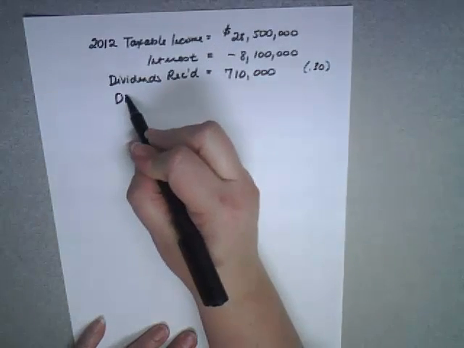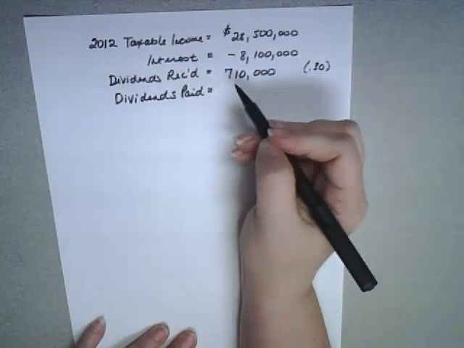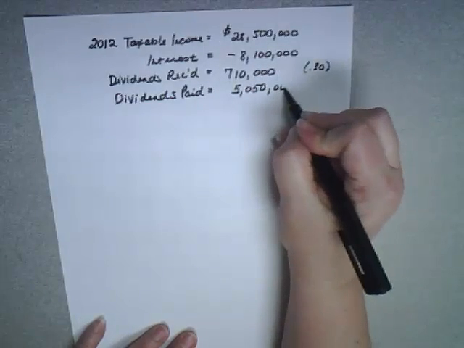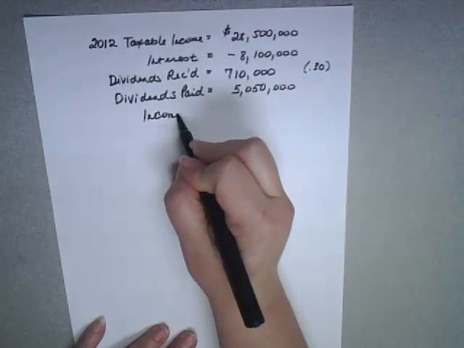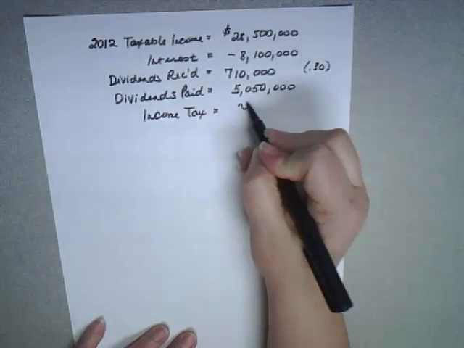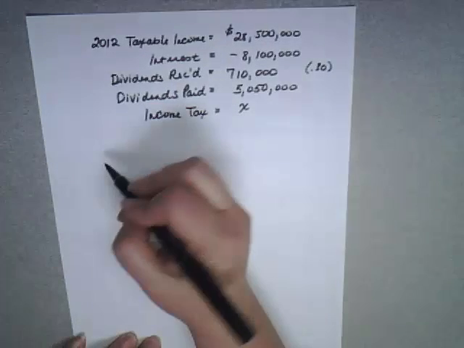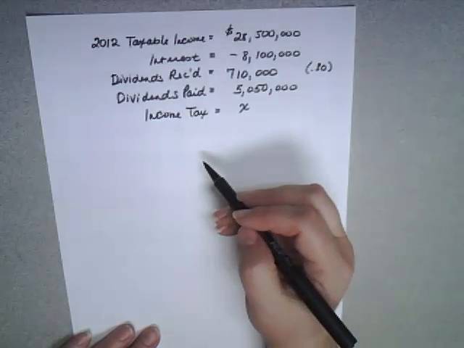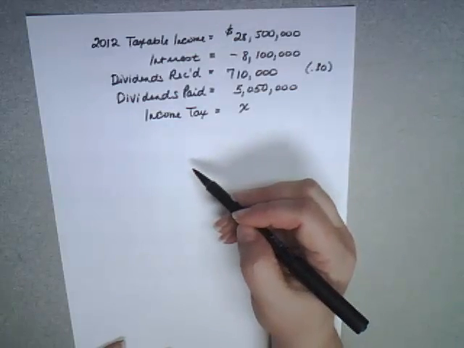We also paid out dividends of $5,050,000, okay, and we're going to be solving for the income tax. Again, if you didn't have tax class, this may have been a little bit more challenging for you. Okay, so we have our taxable income, and what we're going to figure out right now is our tax liability based on that taxable income.